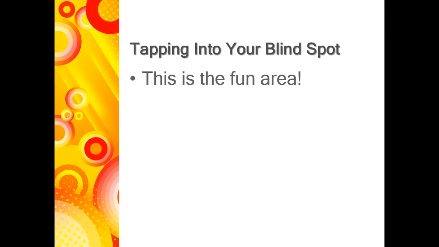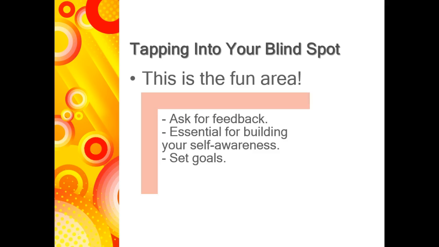Now your blind spot, this is the fun area, because the blind spot really is like untapped potential. This is the area where you can really decide, hey, I want to be known as enthusiastic. Okay, great. So how do you do it? You do it by asking for feedback, perhaps from your boss or your significant other: if I was enthusiastically supportive of you, what would that look like? And then once you have that information from a number of people, you begin to set some goals and decide how you want to move forward with that.